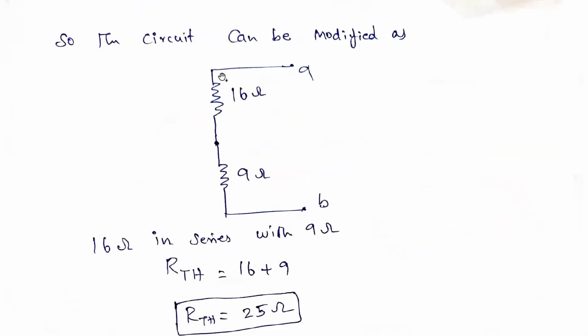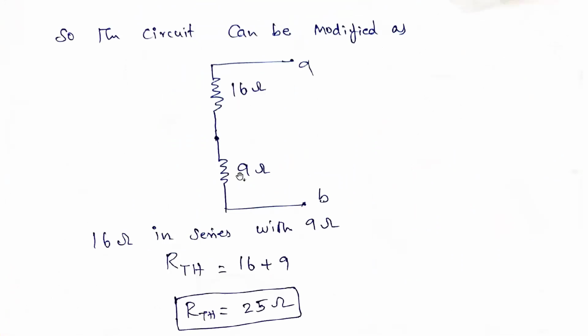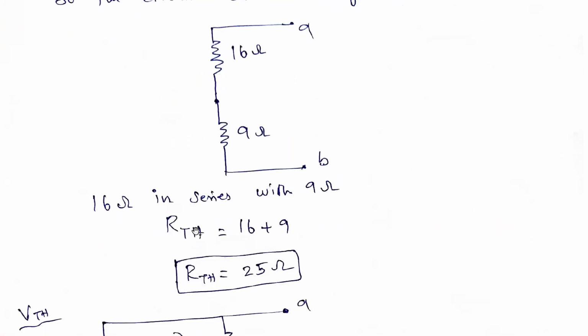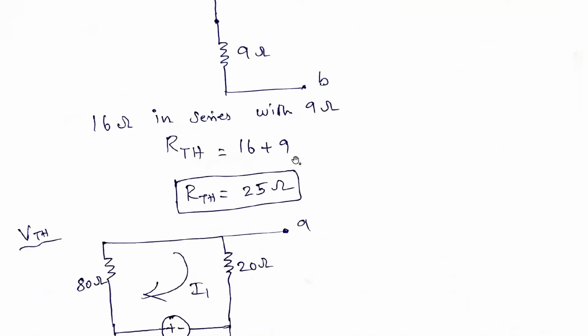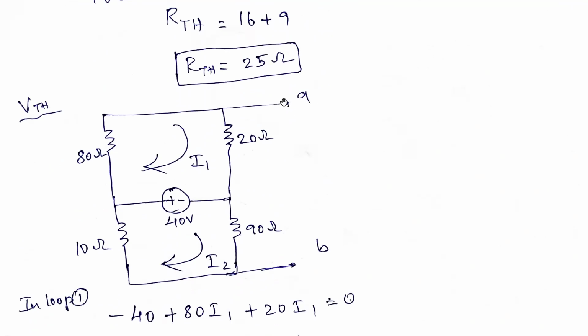This circuit you can draw like this, because this two simplifying we got 16 ohms. This two, if you simplify, we got 9 ohms. So 16 ohms and 9 ohms are in series. So then if you find out the Thevenin resistance, it is 16 ohms plus 9 ohms. That is nothing but 25 ohms. That is the RTH. Now we need to find out the VTH or VOC, that is the open circuit voltage, or Thevenin's equivalent voltage, across this point A and B.